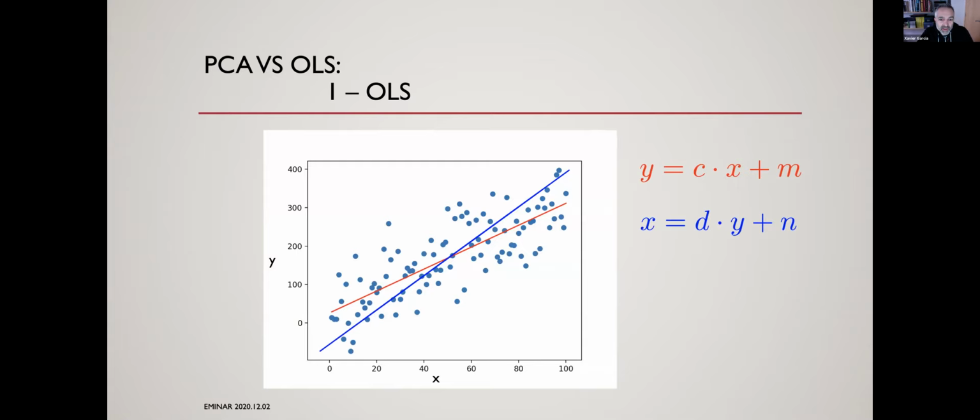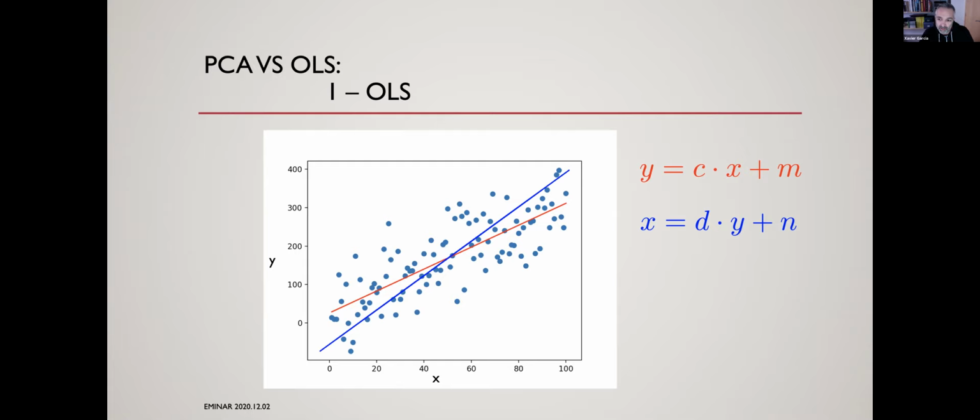Here we have a cloud of points. It's pretty much points along a line to which I added some random noise. We first estimate the regression of Y against the independent variable X, with the slope C plus the intercept M, and that will be the fit that we show here with the red line. We can also do the same exercise, but in this case regressing X against the Y component.